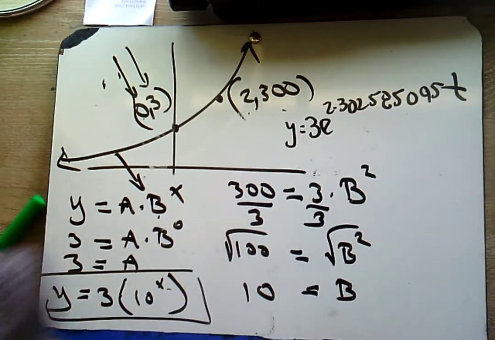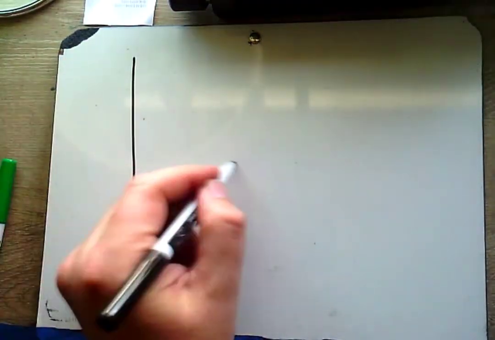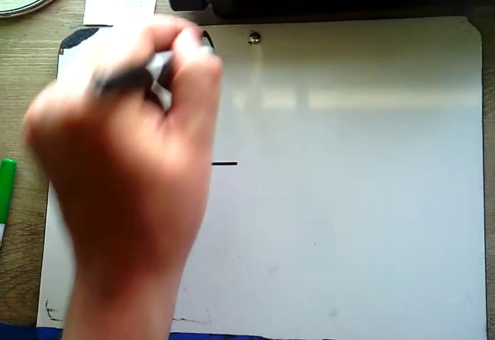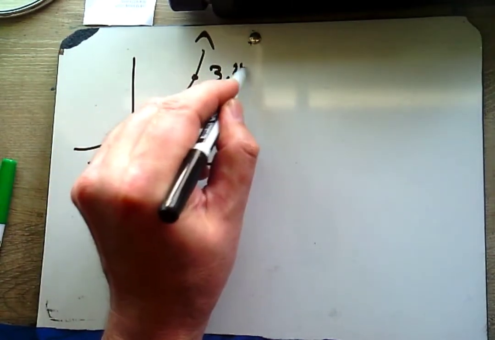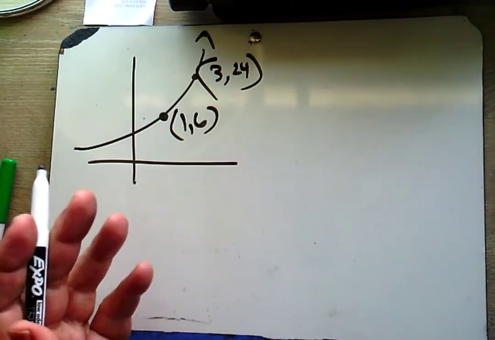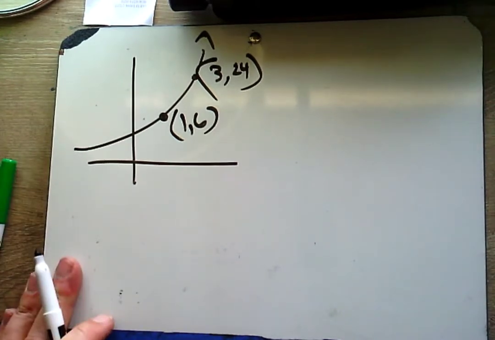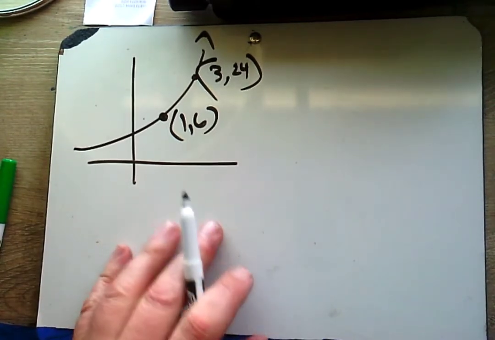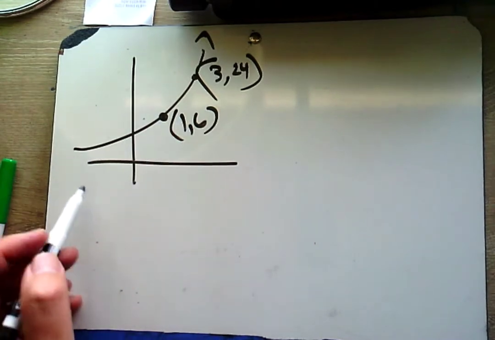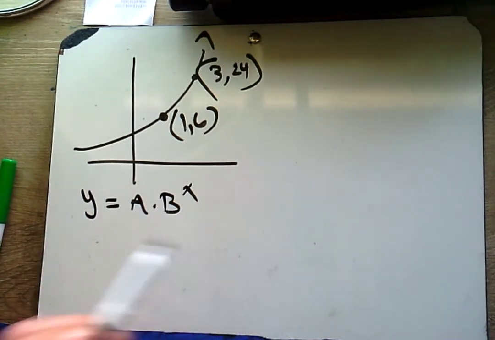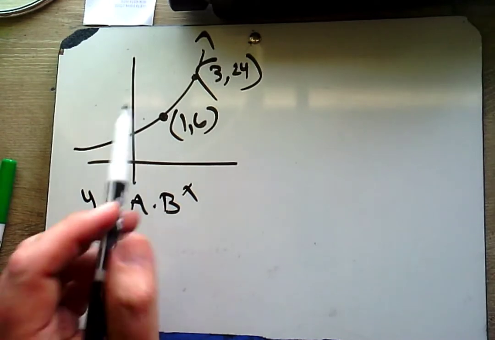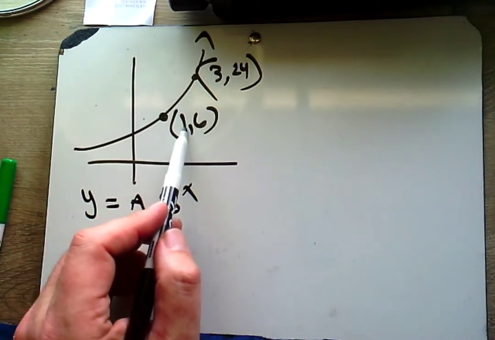Okay? So how is this going to be different if I have instead 1, 6, 3, 24? Again, yes, I can use PERT on this. But again, I'm going to use y equals a times b to the x. Sadly, though, I don't know my a value because this is 1, not 0.